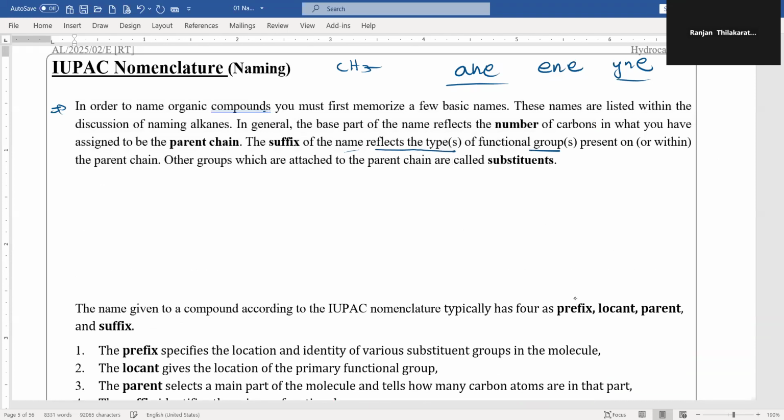Say you have a chain having 4 carbons as the longest chain, and you may have another carbon atom like this, say CH3, CH3, CH2.